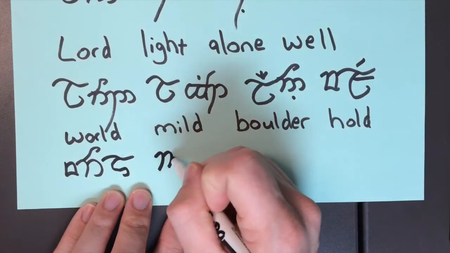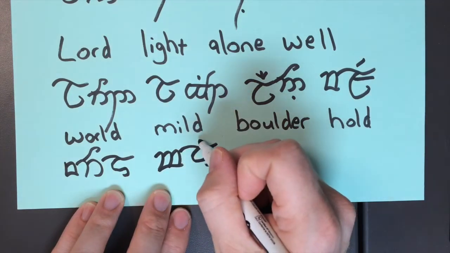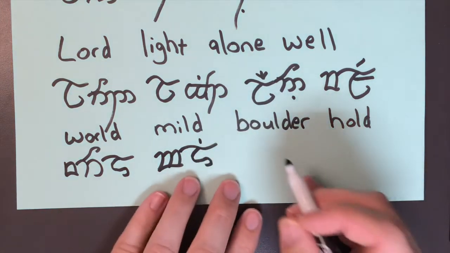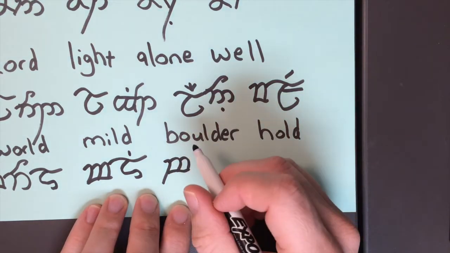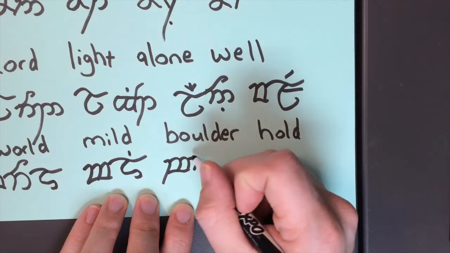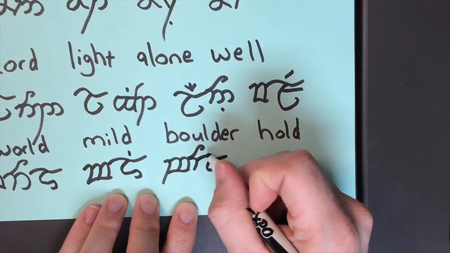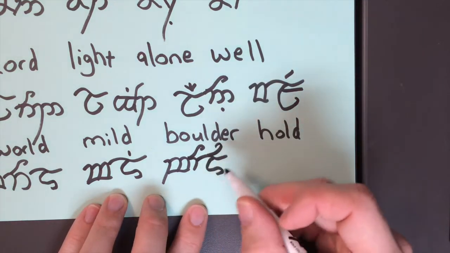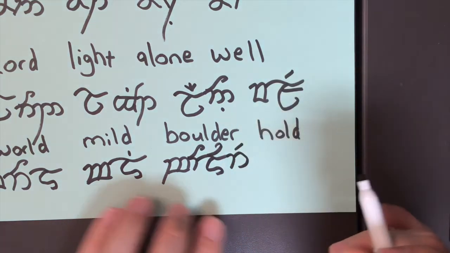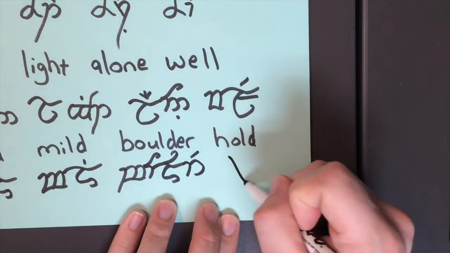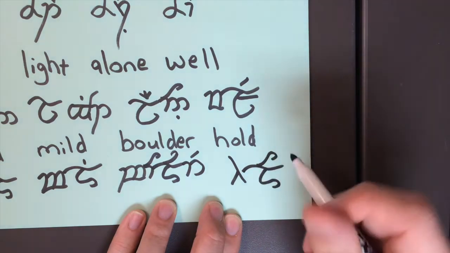To do mild, we're going to draw our M, L with the hook. So M-I-L-D. Now to do bolder, we're going to draw our B. And for this, I would do a carrier O, and do L-D, put the U hook on top of L-D, and then because the R is the ending R, we're going to do this, and a slash. And finally to do hold, do H, L, D, and O.